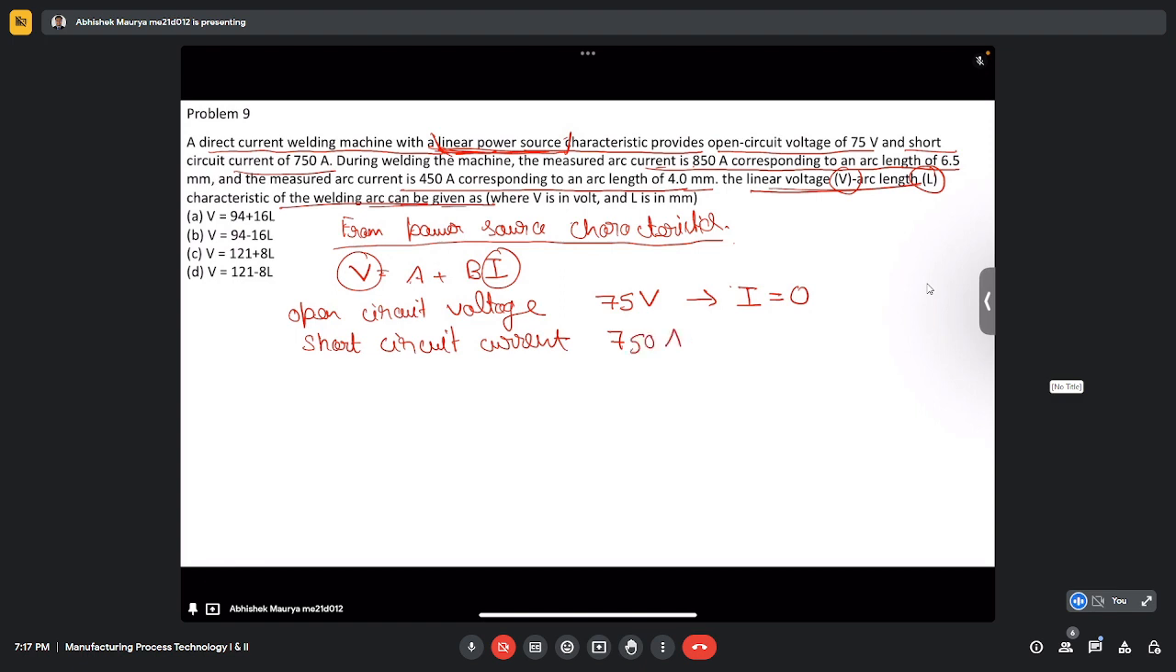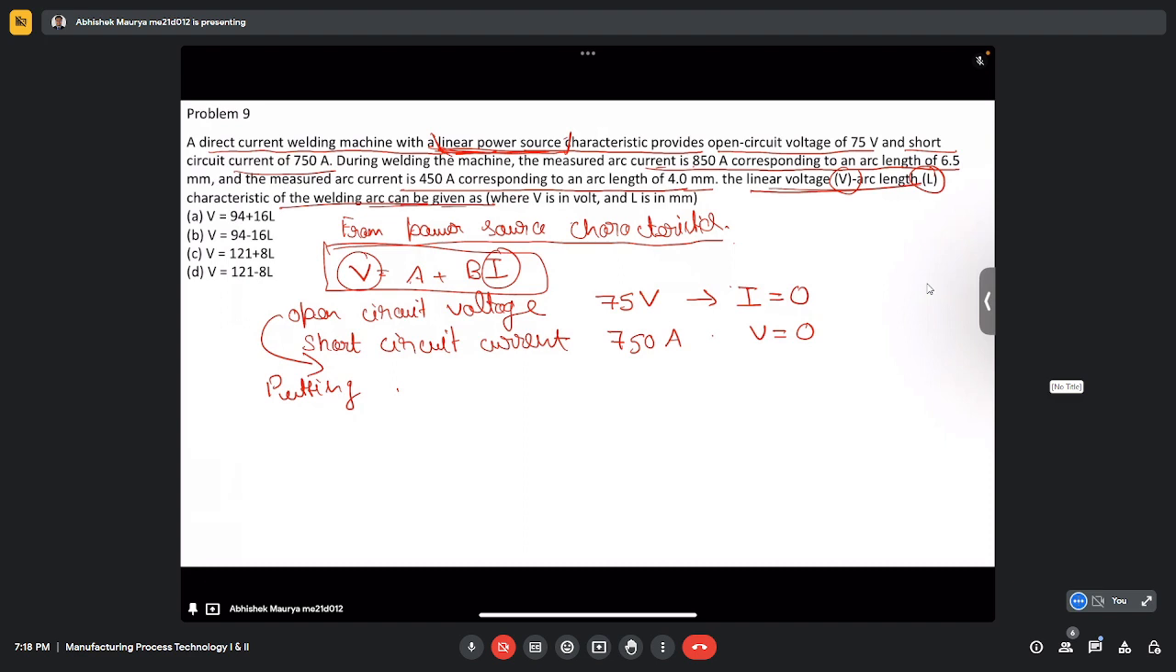It means during the time of short circuit, what should be the voltage? Voltage should be zero. Now we have been given two conditions: open circuit voltage and short circuit current. From here we have to find out this relationship. First we will put the first condition, open circuit voltage.